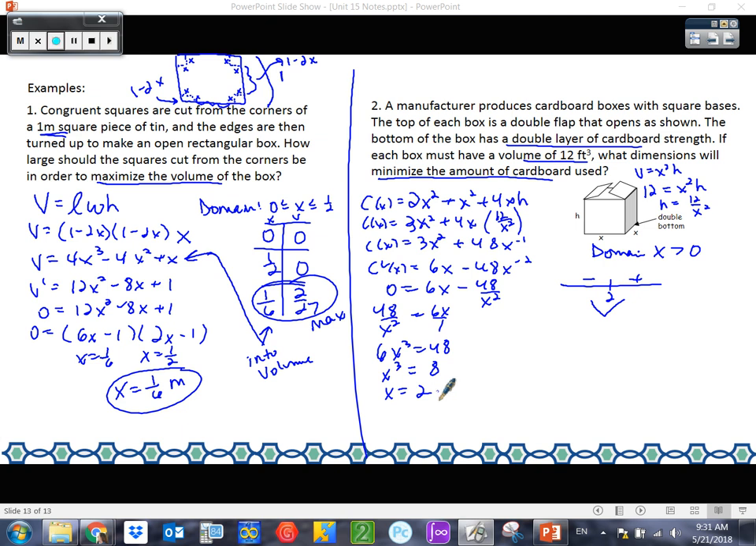Now let's answer the question. We know x needs to be 2, so 2 feet by 2 feet by, and we need the height. How are we going to find the height? Yeah, we're just going to plug it back in over here, right? It would be very convenient to put it in here, because it's already solved for h. If I put a 2 in here, 12 over 2 squared, or 12 over 4, would give us 3. And there are the dimensions that minimize the amount of cardboard that we use. That has the volume that we want of 12 feet cubed.